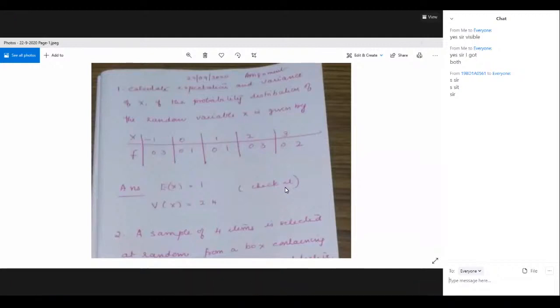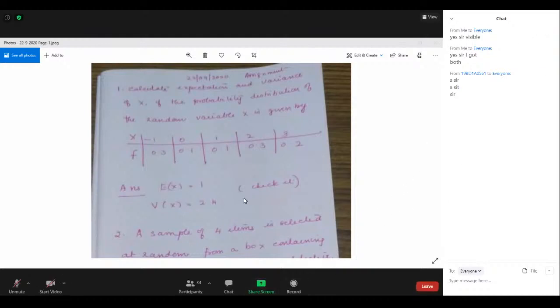Today is also a practice session, because in this subject we have already completed 3 units. First unit syllabus is already over. That's why we are conducting practice session classes for this subject. I think all of you are done with the first question.